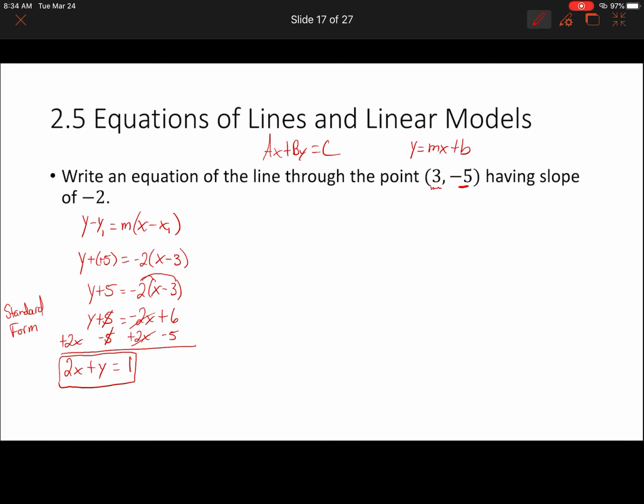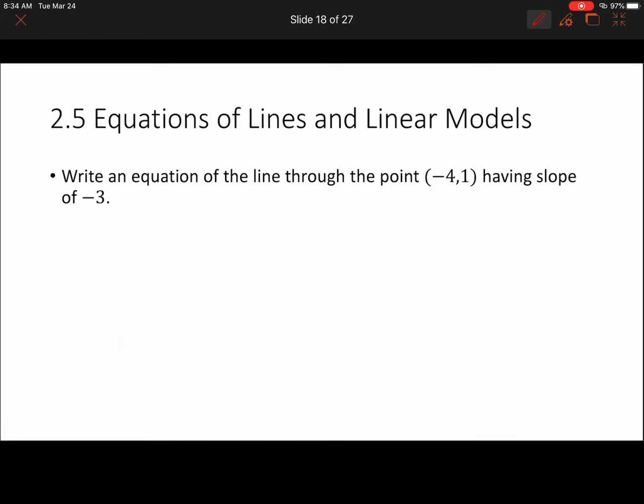Now, there may be questions that you have. We will talk about how to go to slope-intercept form in just a second, but if you have any questions about how to go to standard form, please let me know. If I need to break some of this stuff down in even more detail, I can always do that.